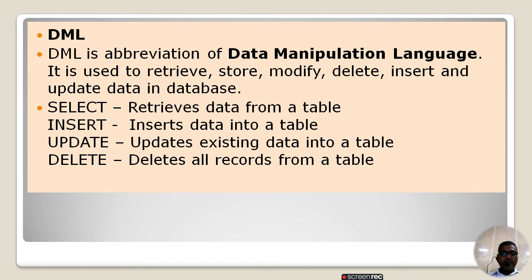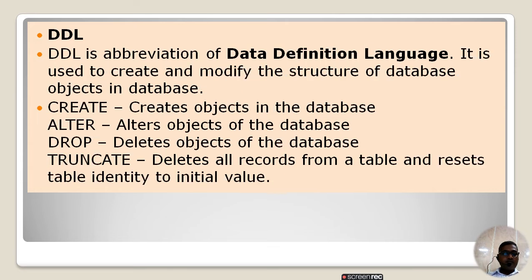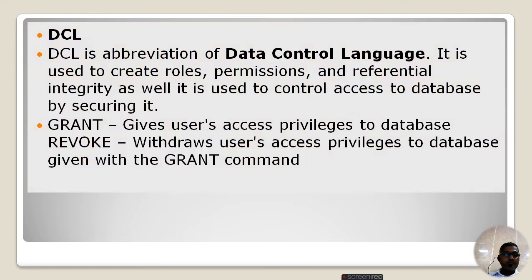DML works in the form of rows. DDL works in the form of columns. The commands which come under DDL are create, alter, drop and truncate. Using create, we can create the database and the table. Using alter, we can add columns to the table and delete columns. Using drop, we can drop the columns, and using truncate, we can delete all the records from the table.